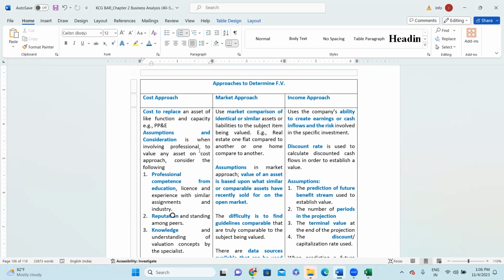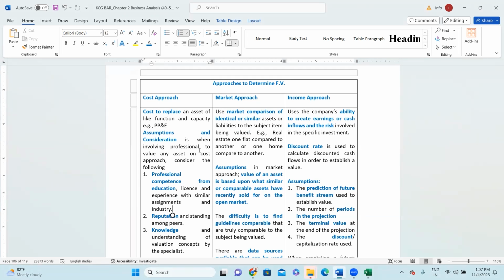Third one is the income approach. So we have discussed the cost approach. What is the cost approach? Replacement cost. Then we discussed the market approach. The market approach is more toward identical and similar assets or liabilities. Now we are jumping on to the income approach. The income approach uses the company's ability to create earnings or cash inflow and the risk involved in the specific investment, right?